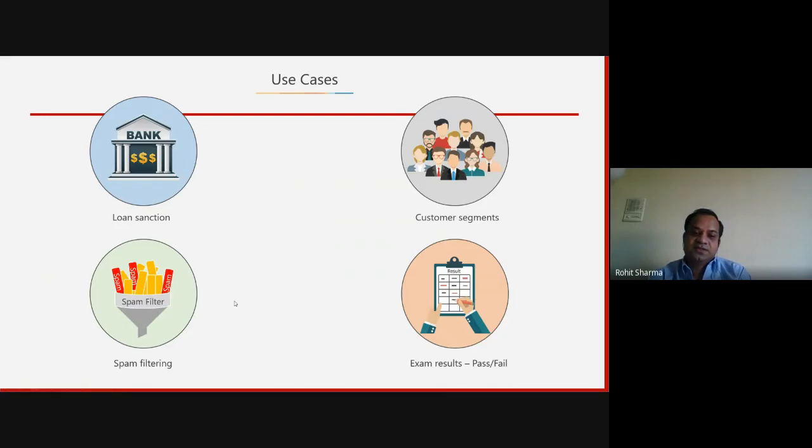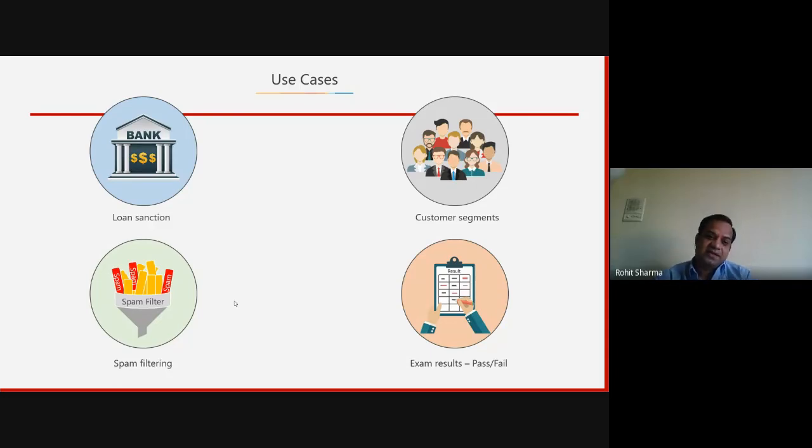And there are a lot of use cases of this. For example, if you go to a bank, based on your feature set, for example, how much money do you have? Do you have 5 houses, 3 houses, no house? How much money do you have in the bank? Do you have a job? And so on and so forth. They will sanction the loan or will say you're not qualified.